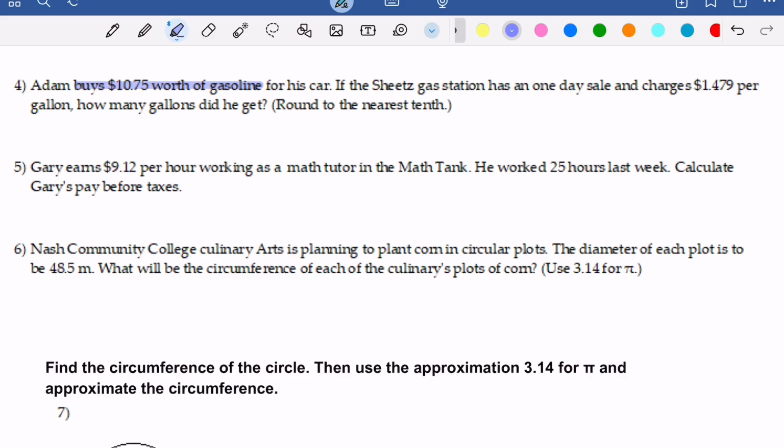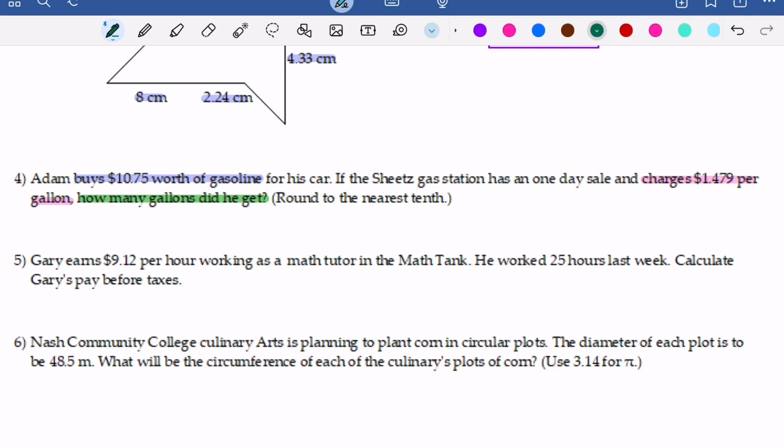Okay, they got a one-day sale, and they're going to charge $1.479 per gallon. So we need to know how many gallons he got. Okay, so we just need to divide his total price divided by how much he paid per gallon, the price per gallon.